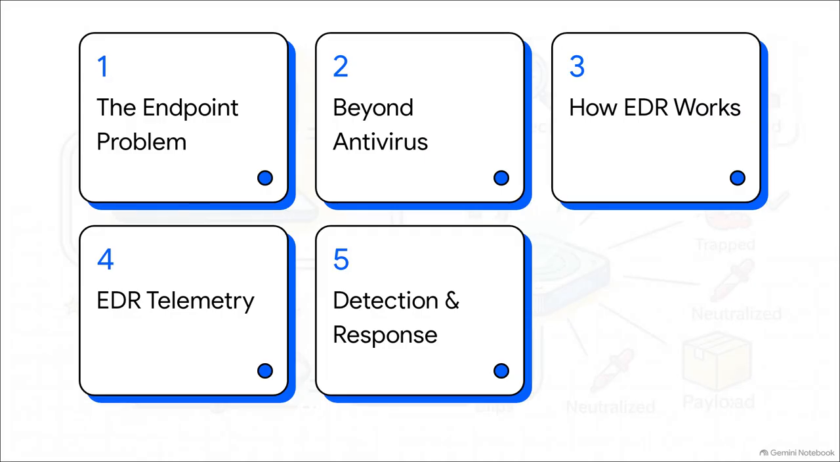Okay, let's dive into this. We are going to cover 5 key areas today. First, we'll outline the current endpoint security problem. Then, we'll go beyond the antivirus to understand what's missing. Next, we'll break down how EDR actually works, followed by a look into telemetry, our digital black box. And finally, we'll bring the whole shebang together by looking at detection and response.